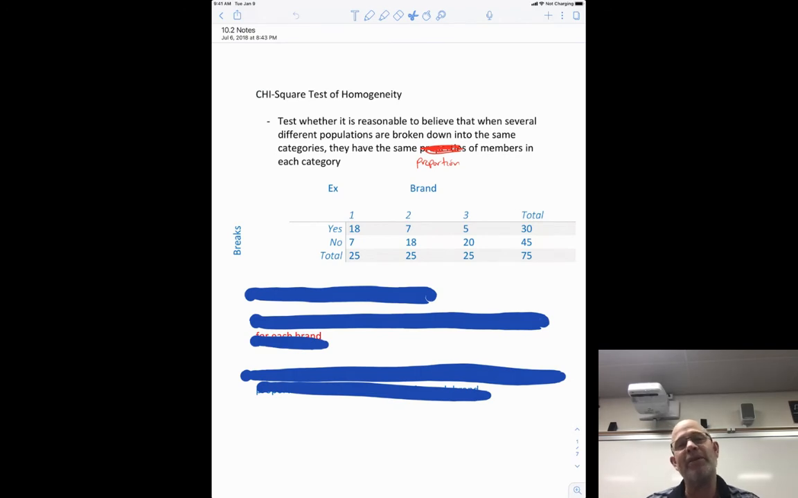It's got a couple of minor differences. The test statistics can be found the same way. That's why it's called chi-square test. It's still observed minus expected squared over expected.